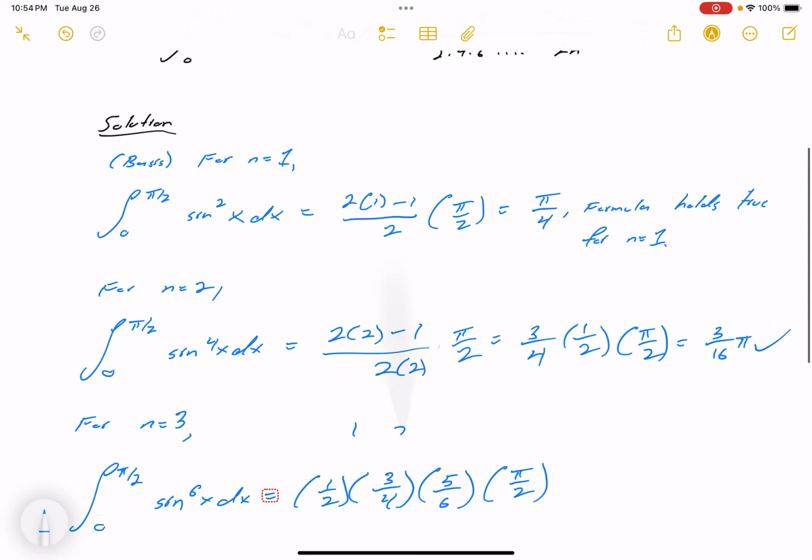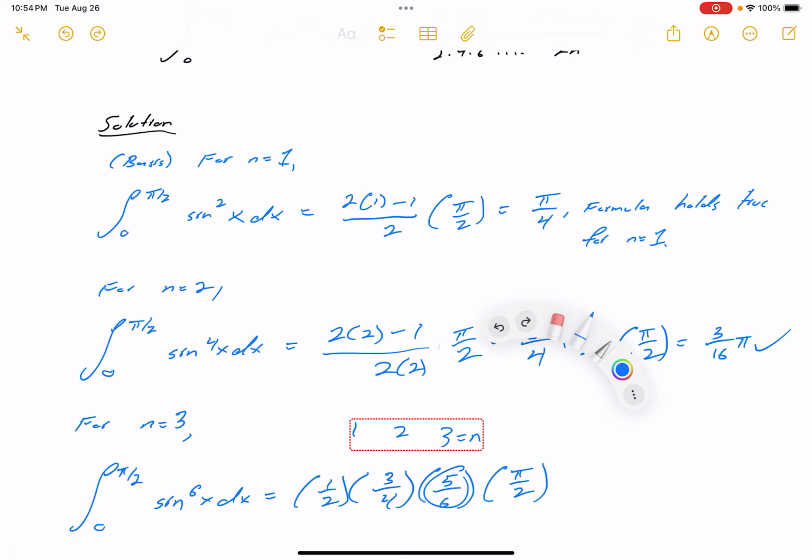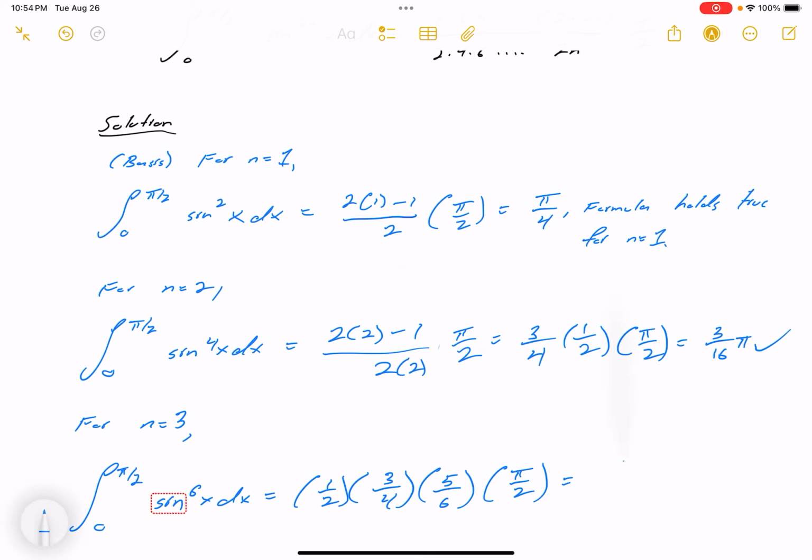So 1, 2, 3. For n equals 3, we're going to get 5 over 6, and obviously multiply the rest of the sequence in your pi over 2. So make sure you do that. That in total is going to give us 5 pi over 32. And again, if you do the integration, that checks out, so that is valid.